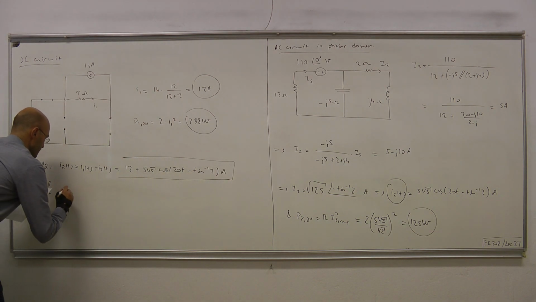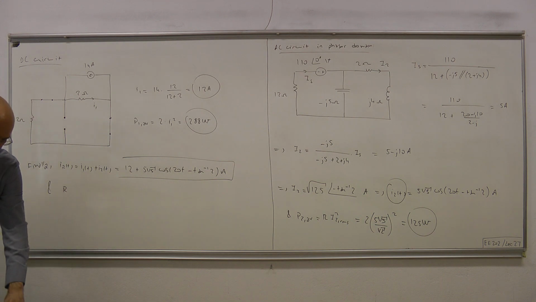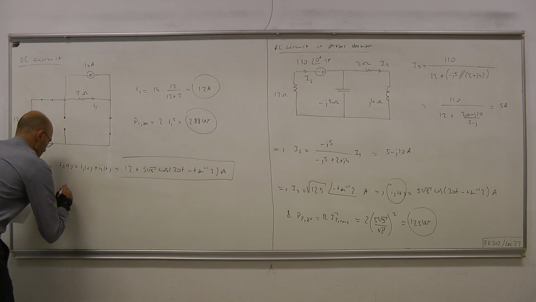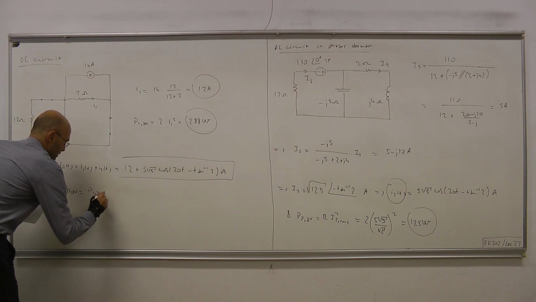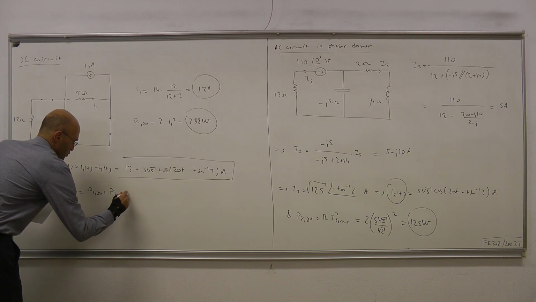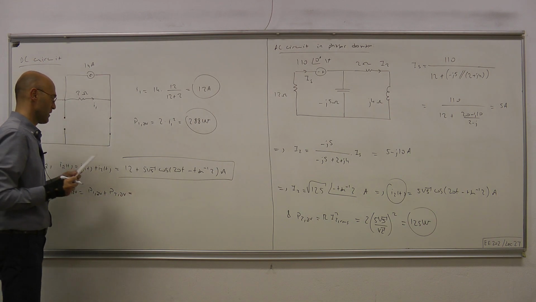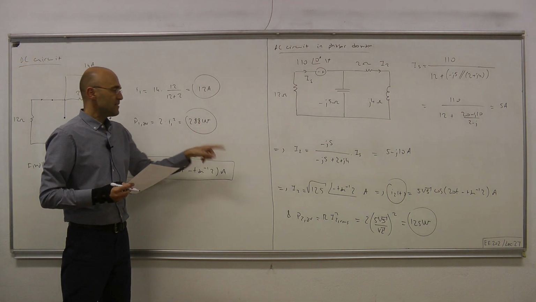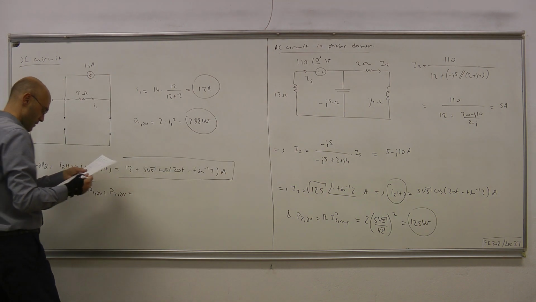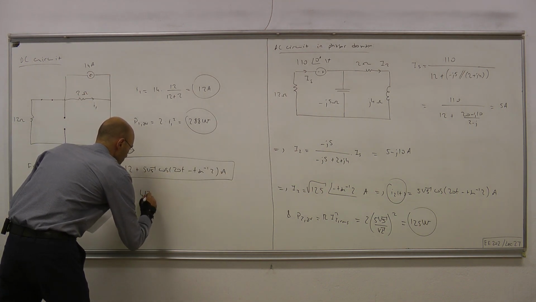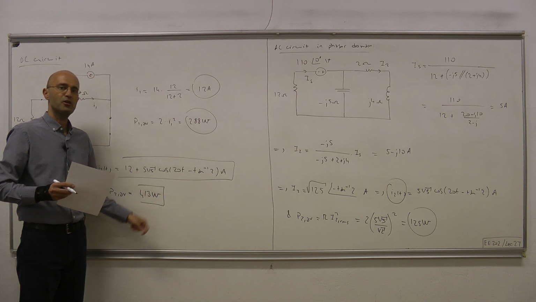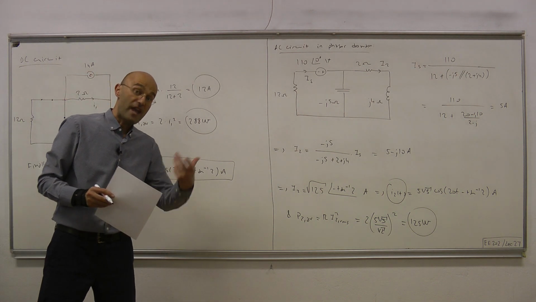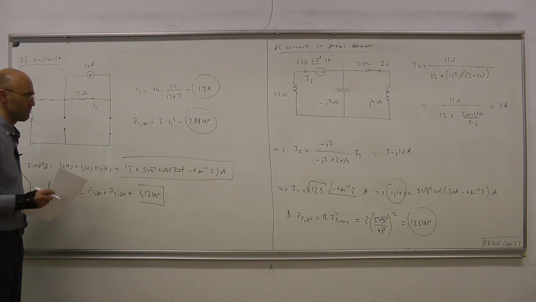And P_R average equals P1 average plus P2 average. Okay. 288 plus 125, that produces 413 watts of power absorbed by the resistor on the average in steady state.